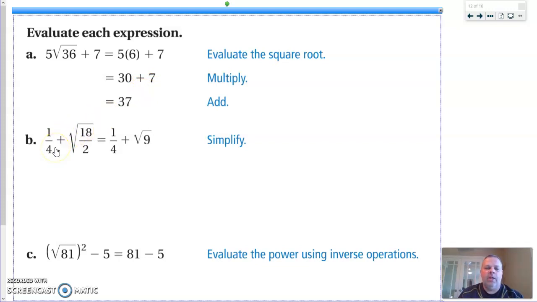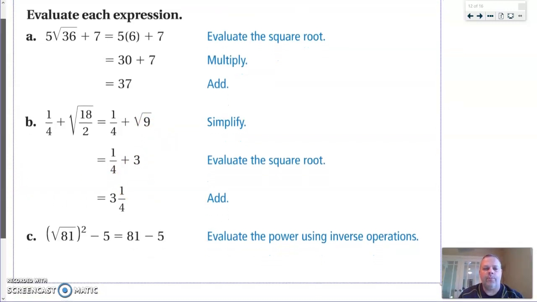In this one, you should be able to look at this, like 1/4 plus the square root of 18 over 2. I know that 18 divided by 2 is 9, and that is a perfect square. So we can take 1/4 plus the square root of 9, which is 3. When we add those together, we get 3 1/4.